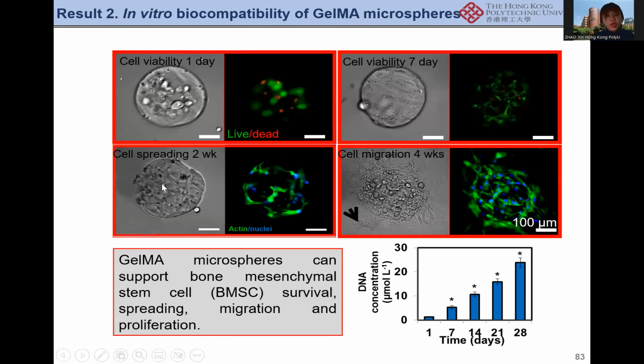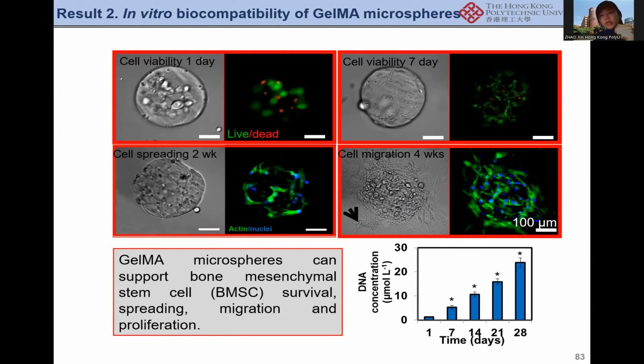And this is to show that the JAMA microspheres can support cell survival and also cell spreading. We can see that after culturing for 7 days, most of the cells survived inside the JAMA hydrogels, and we can also see that the cells spread. And this is something very important: when we culture the cells for a long time, we have lots of cells inside the materials. That means the cells can proliferate inside the JAMA hydrogels.